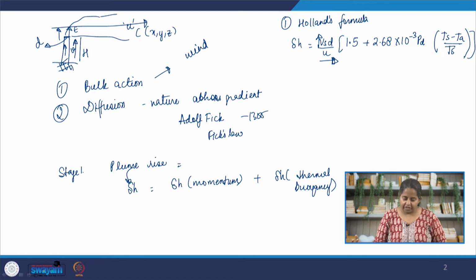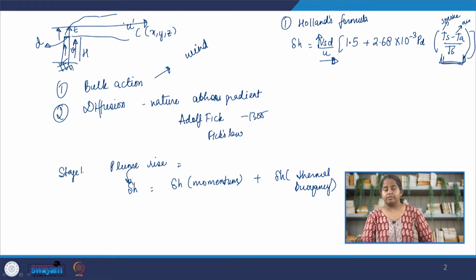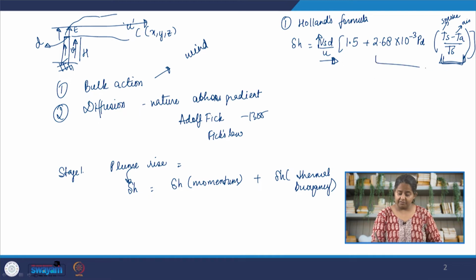When we take a closer look at it, clearly this is talking about Ts, the temperature of smoke, minus the temperature of air, divided by the temperature of smoke. So it is talking about how much warmer the smoke is compared to the air around it. This part is talking about thermal buoyancy. So this factor is definitely talking about thermal buoyancy.